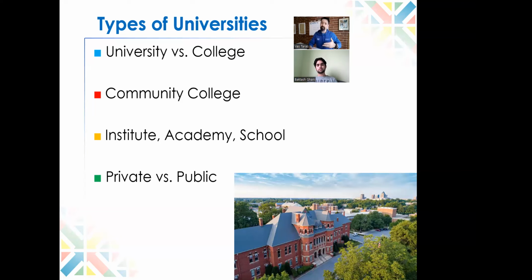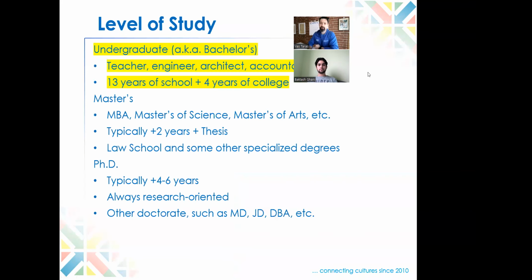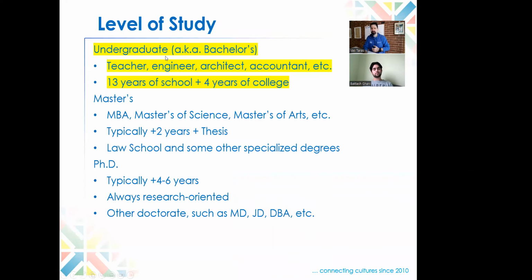And then some people may already have a higher education, as they call it. So they would then be looking for a master's degree or a PhD degree. So now in terms of the levels of studies, as I said, you are looking for a so-called undergraduate degree, and that's the bachelor's degree. So undergraduate, that's bachelor's, and graduate, that would be master's and PhD. And so an undergraduate degree in the United States, so-called bachelor's, is a full higher education degree.